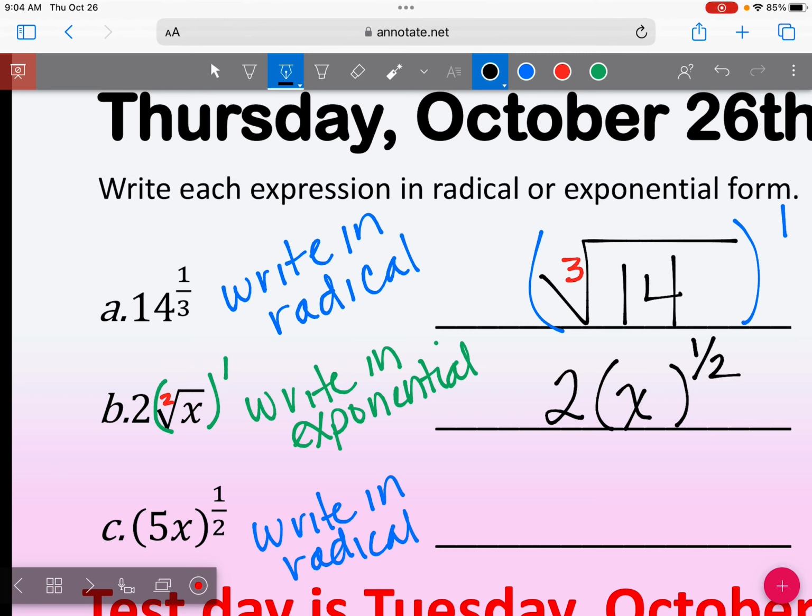For our last one, we make our radical. 5x goes underneath. 2, that's your denominator, that goes in the hook. And it's raised to the power of 1.